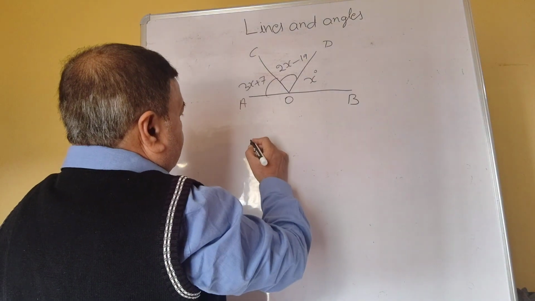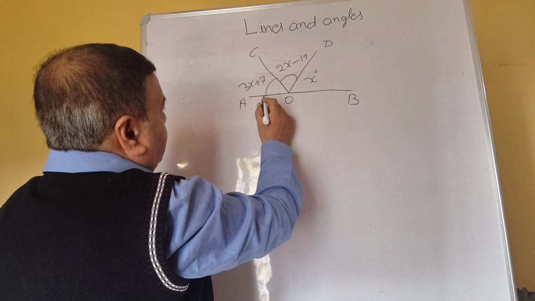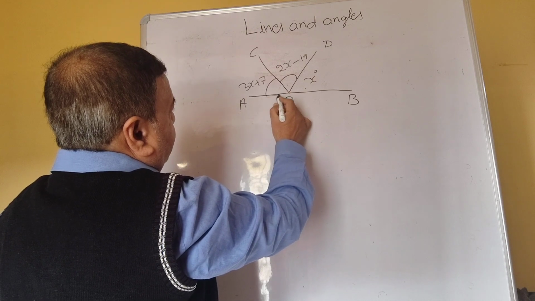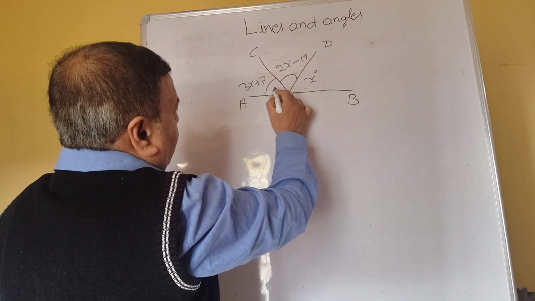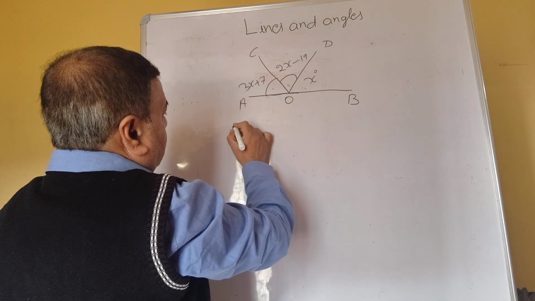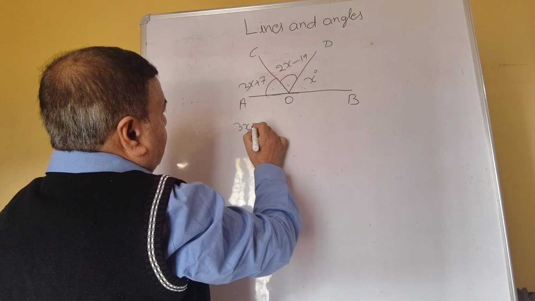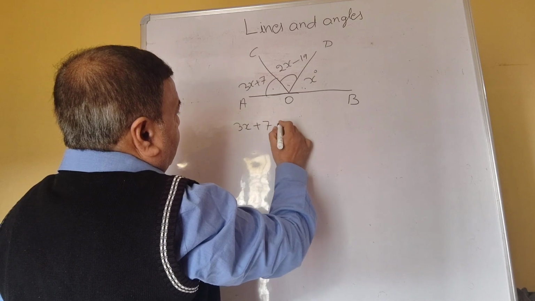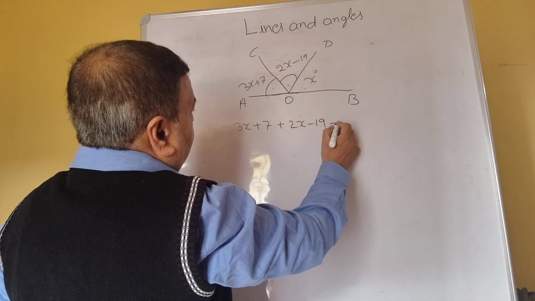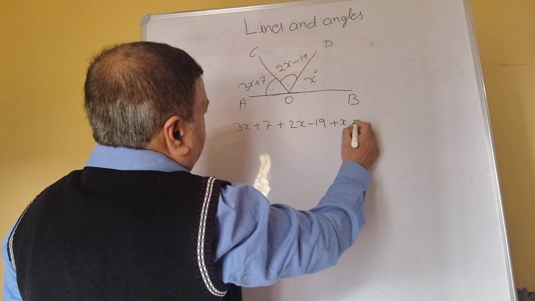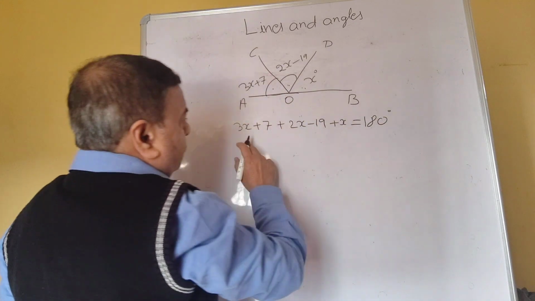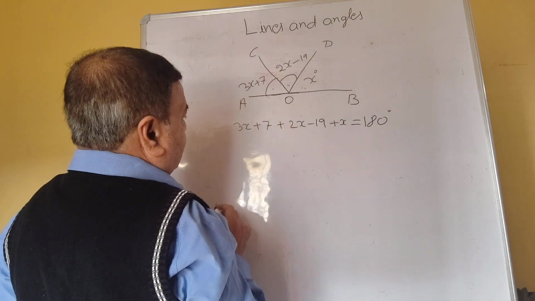Let us solve this. All these three make 180 degree. This is very clear. This is a straight line. So the sum of all these three angles is 180 degree. So 3x plus 7 plus 2x minus 19 plus x will be 180 degree. This is a simple equation, we will find out the value of x.